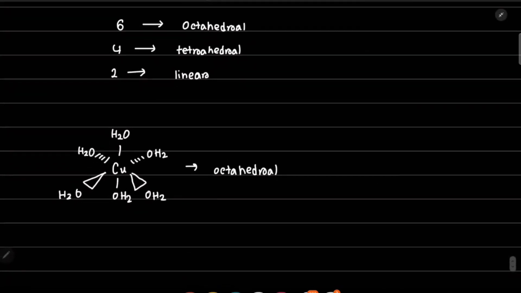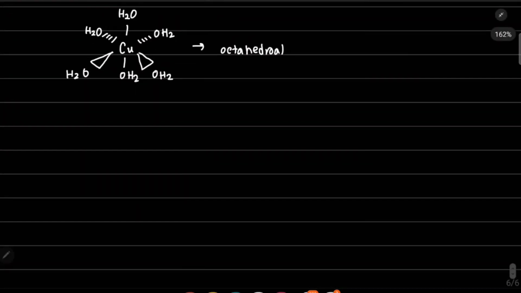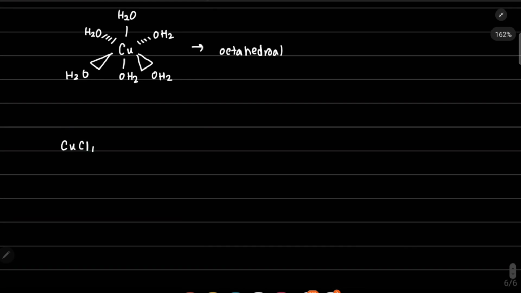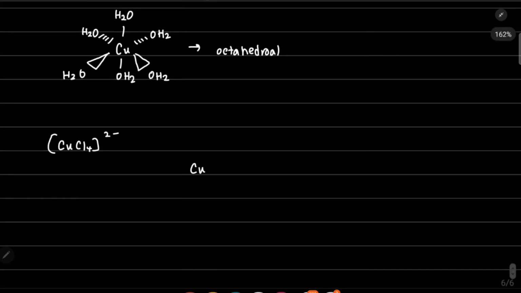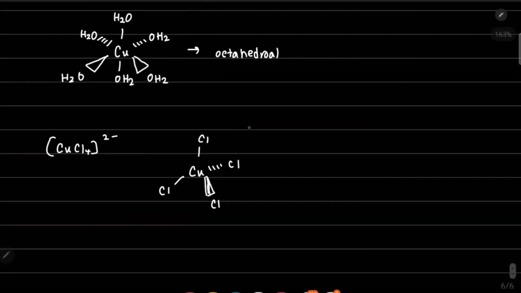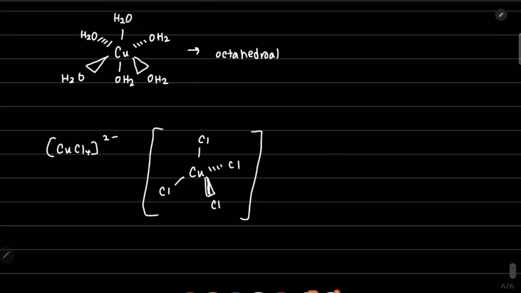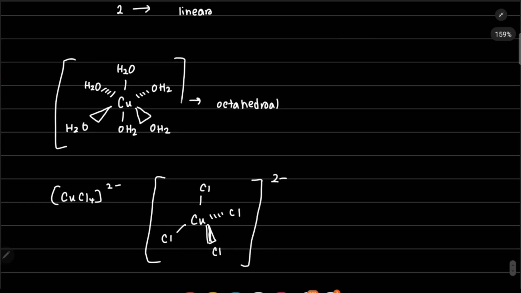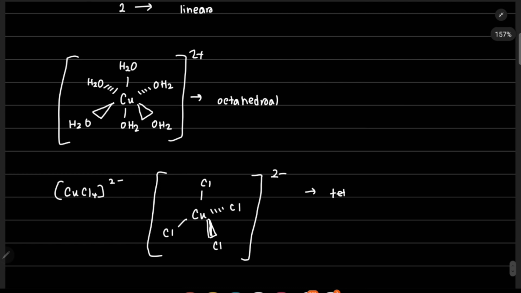A complex with a coordination number of 4 would be CuCl4 2 minus. This will have a shape like this. So Cl over here, a Cl over here, one at the front and one at the back. This would basically be in the shape of a tripod, and it will have a charge of 2 minus. This has a charge as well. This has a charge of 2 plus. This is a tetrahedral.